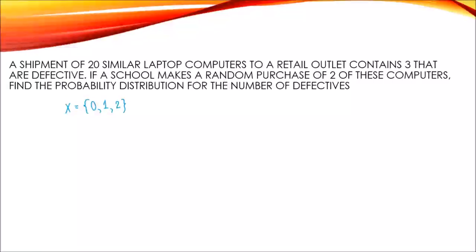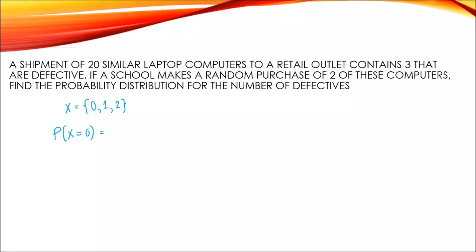Okay, how to make a probability distribution for this? So we have the probability for x equal to 0. How do we compute for the probability? As a review, since we are just going to select from these 20 computers, what we are going to use here is combination. Okay, we will not use permutation. We will use combination because the order of selecting defective or not defective does not matter.